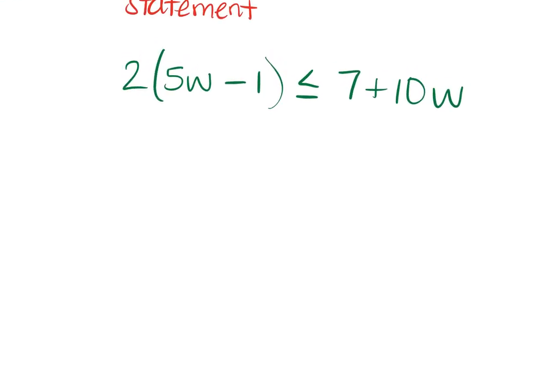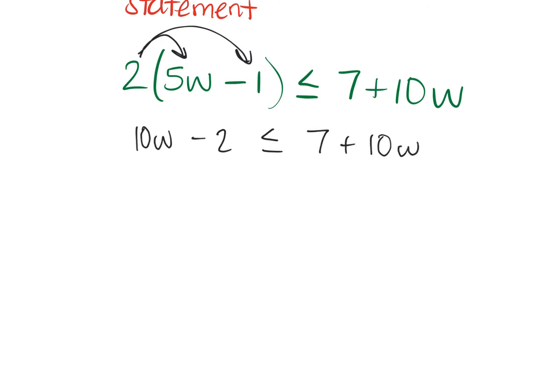2 times 5w minus 1 is greater than or equal to, less than or equal to 7 plus 10w. Light bulb. Grace? Distribute 2 to the 5w and 1, which would be 10w minus 2, and then the sign, 7 plus 10w, and the sign. Booyah! We got it right. Very good, Grace. I love that Grace distributed to both terms. That is what we're looking for. Love that for us. And then moving on, what are we going to do from this point?